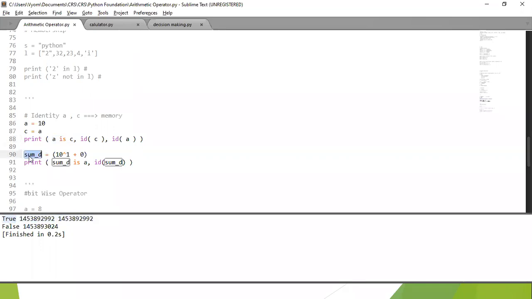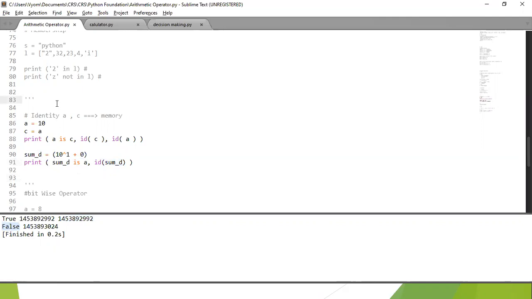But sum underscore D and A, are they pointing to the same address? No, they are not. How did you figure that out? Use ID function, and if you try to print the location of where your sum underscore D is stored, it's stored here. And where was your A stored? A was stored here. So you see the address is different. Memory address is different. That's why you get a false from the identity operator.